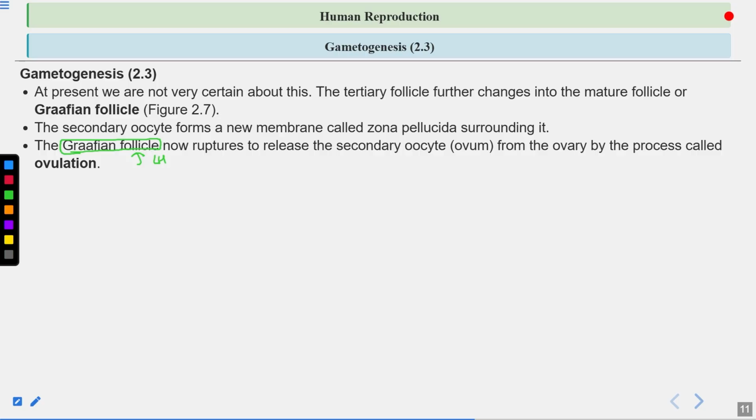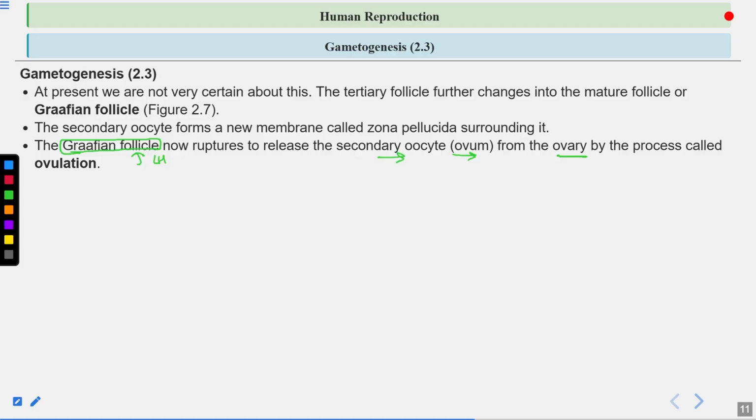Okay. So the Graafian follicle ruptures and it releases the secondary oocyte that will form the ovum later. So the secondary oocyte is released by the ovary, and this process is known as ovulation. Okay. So what is ovulation? Release of the secondary oocyte. Clear? So one secondary oocyte will be released per menstrual cycle. Remember this. The menstrual cycle is a monthly cycle. It is around 28 to 29 days. So one secondary oocyte is released every month.